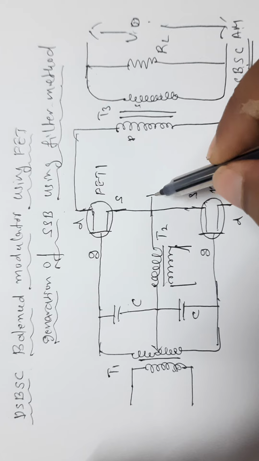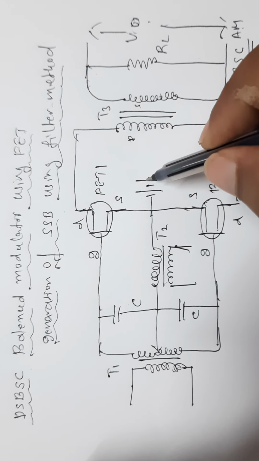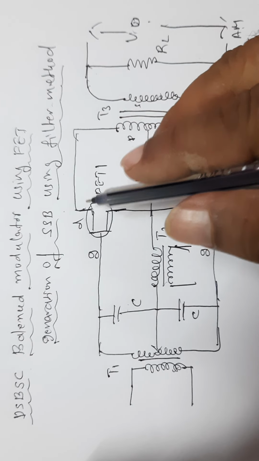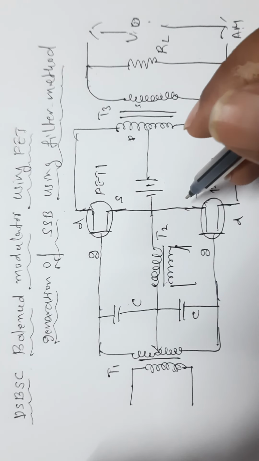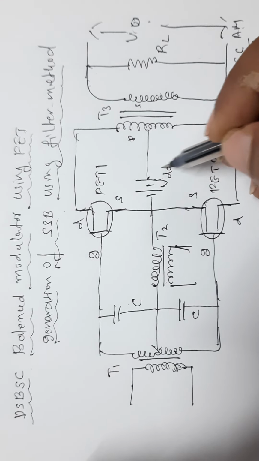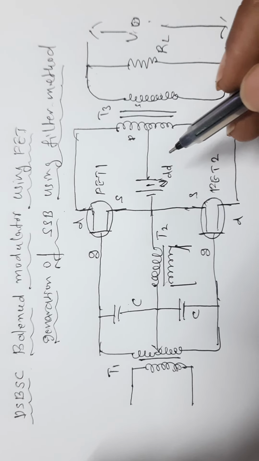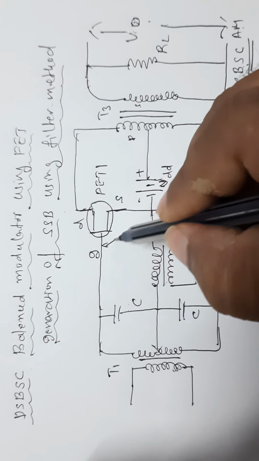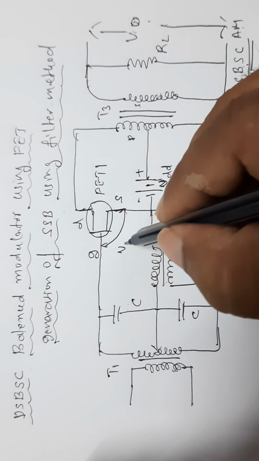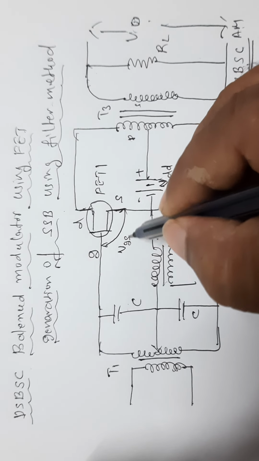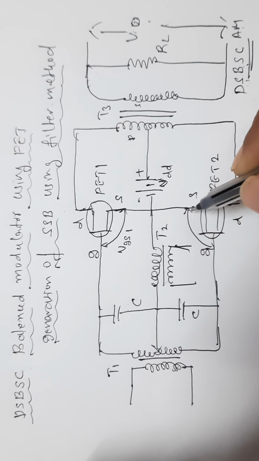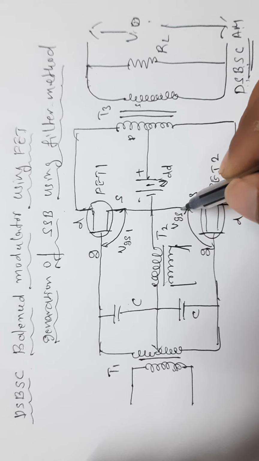Now let us apply a power supply here. This is the voltage applied to this drain, and this is the voltage applied to this drain. I will call this VDD, the voltage applied to the drains. This is negative and positive. This is the gate source voltage VGS1. This is another gate source voltage, VGS2.